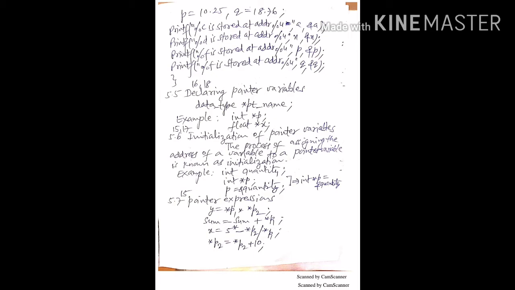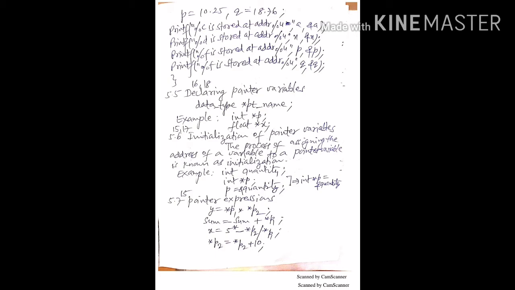declaring pointer variable. A pointer variable can be declared with the data type, then star, and the name. Example: int *p; Then initialization of the pointer variable. The process of assigning the address of a variable to a pointer variable is known as initialization.